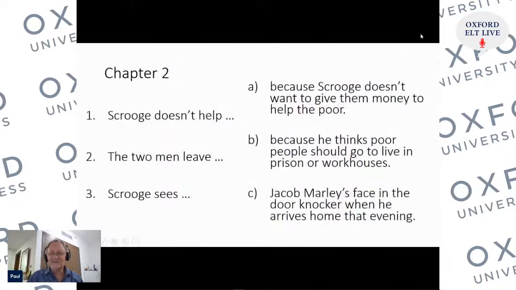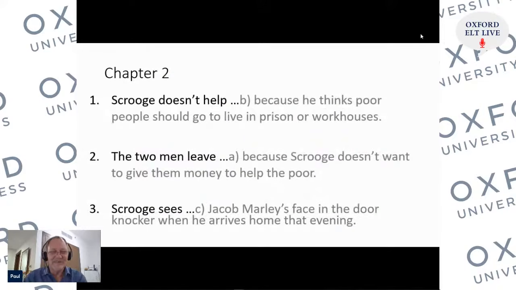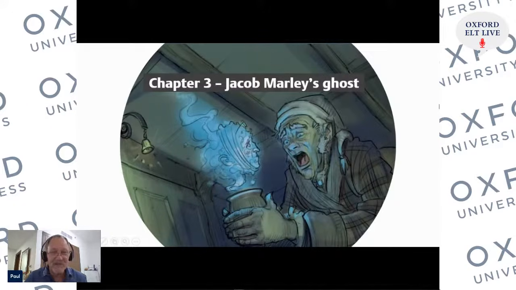The two visitors. Here we have the answers. Number one is B. He doesn't help them because he thinks poor people should go to live in prison or workhouses. Number two, the two men leave because Scrooge doesn't want to give them money to help the poor. These two men are obviously working in a charitable way. Charity. And Scrooge sees Jacob Marley's face in the door knocker when he arrives home. Remember, Jacob Marley appears as a ghost. And this is what happens when Scrooge is about to go to bed. Let's have a look at Jacob Marley's ghost.